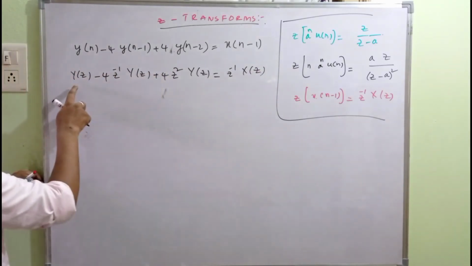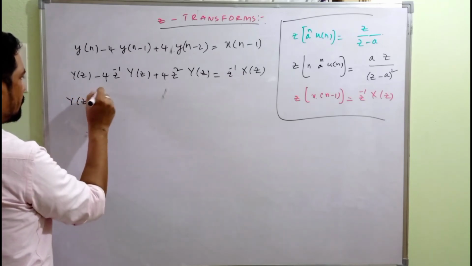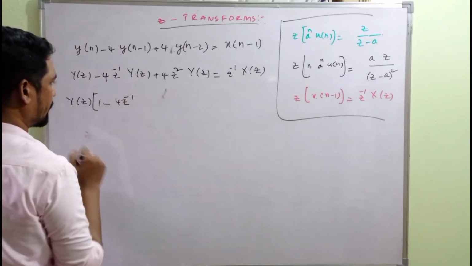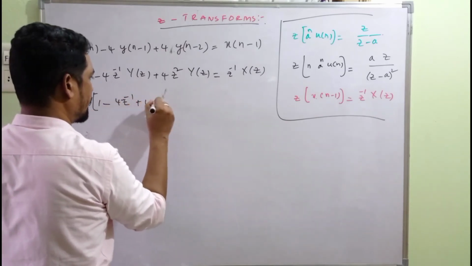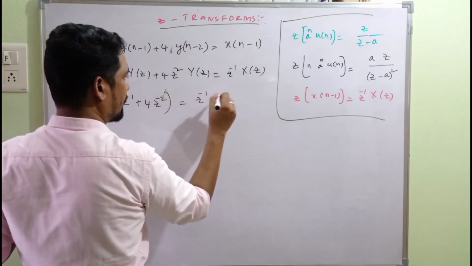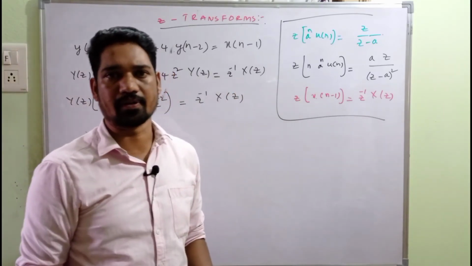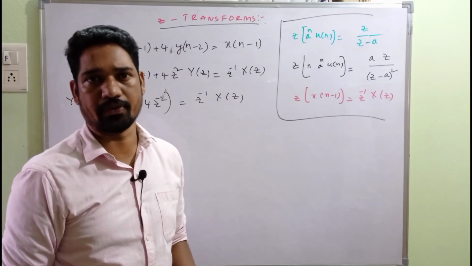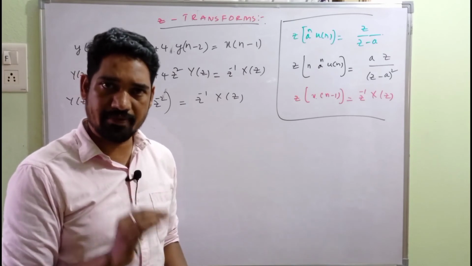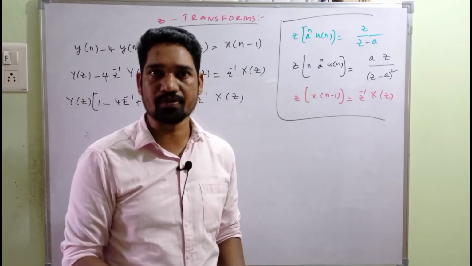Taking out y of z as common from all the terms, what we have is y of z into 1 minus 4 times z raised to minus 1 plus 4 times z raised to minus 2. On the other side we have z raised to minus 1 x of z. Guys, it will be asked to evaluate the impulse response h of n. Prior to that we need to have the system function h of z, and the inverse transform of h of z will give us the impulse response which we are in search of.